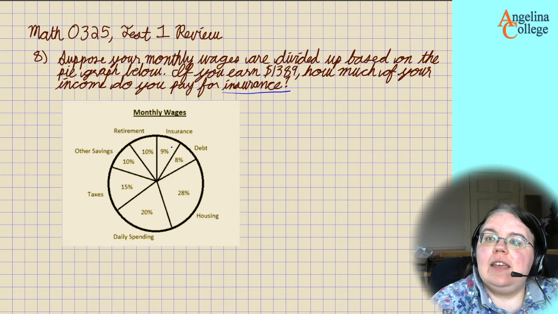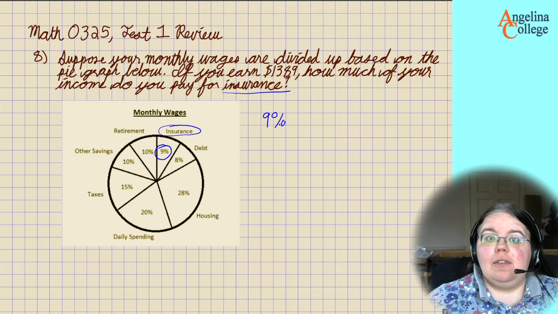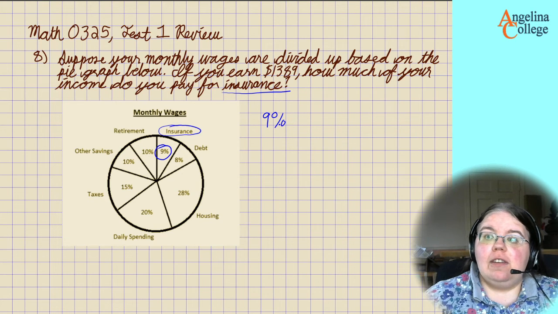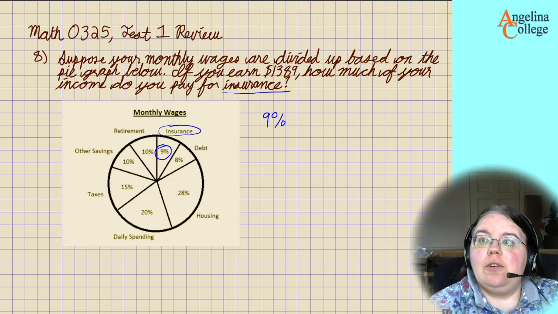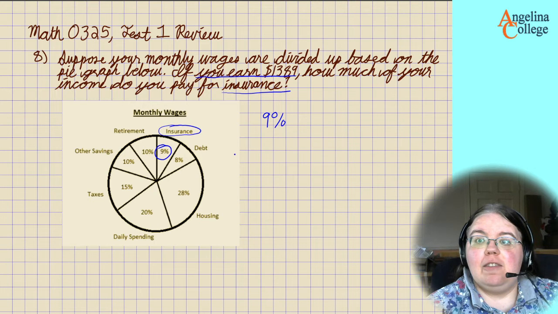So what I see here is insurance is this slice over here, which is 9% of their budget. So we need to know what amount of dollars is represented by 9% of their budget. Now we know that their total earnings are $1,389, and so that's what they're dividing up in all these different directions as part of their budget.